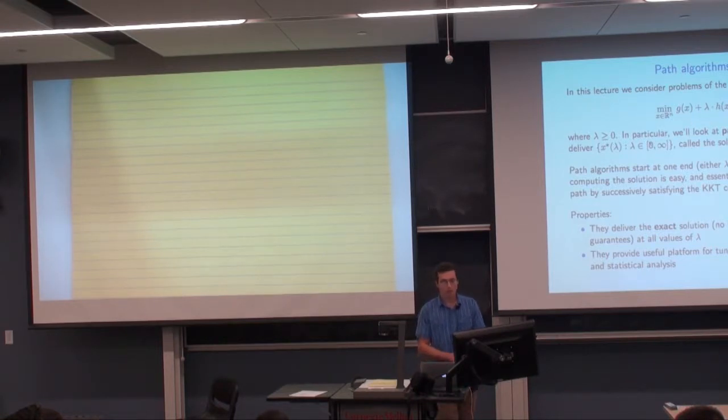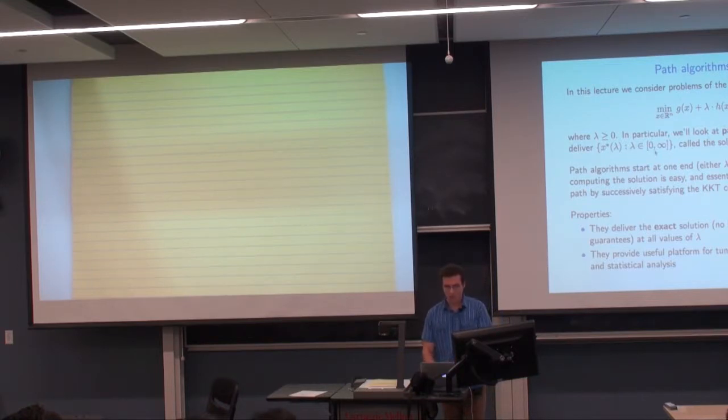But we're going to look at what's called path algorithms. So these are algorithms that deliver not the solution at a fixed lambda, but actually deliver the solution as a function of lambda. So we're going to aim to get this entire set, the set of all x star of lambda, such that lambda is between 0 and infinity. So 0 meaning that we're just minimizing g, and infinity meaning that we're essentially minimizing h, and g has no consequence. Okay, so it describes the trade-off between minimizing g and h. It's another way of thinking about the tuning parameter broadly.